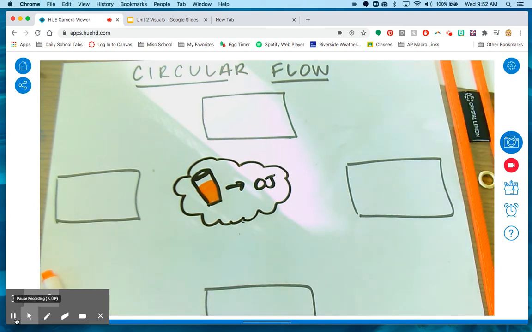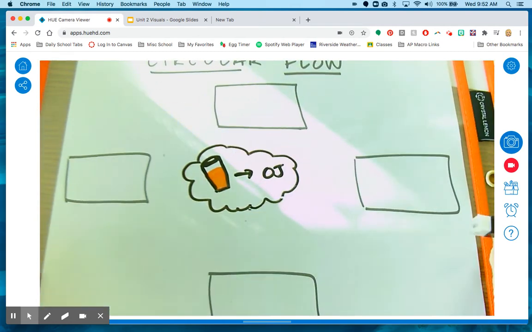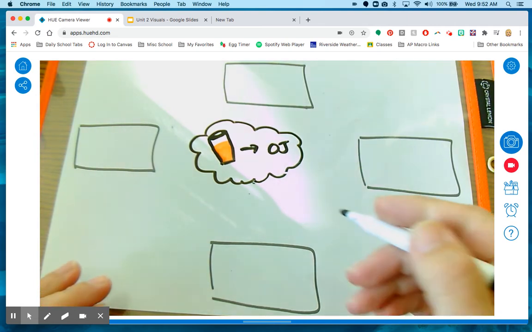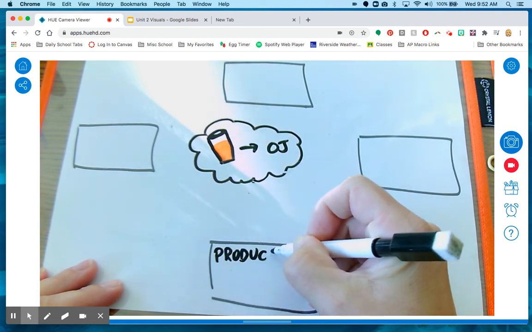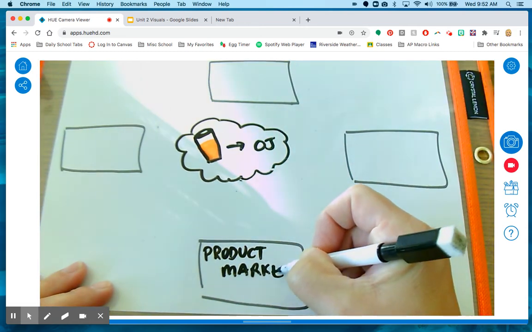So where would somebody get a glass of orange juice? Well, they've got to buy it first. And where does somebody buy orange juice? You've got a lot of options. You could get it at Shaw's. You could get it at Stop and Shop. You could get it at Rite Aid. We're going to call any of those places where we could purchase the orange juice the product market.